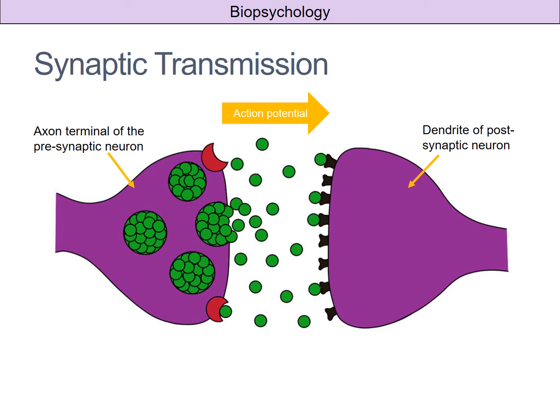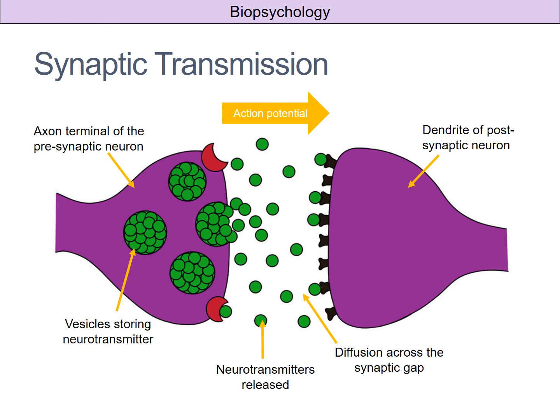Now, when the action potential reaches the terminal of the presynaptic neuron, one thing it can't do is jump across the gap. So there's got to be another way for that signal to get from the axon of one neuron to the dendrite of the other neuron. Within the axon terminals, we've got these vesicles, and they store what we term neurotransmitters. Neurotransmitters are chemicals. They are only found within the central nervous system. And when the electrical signal reaches the axon terminal, those neurotransmitters are released. So the electrical signal stimulates the vesicles to release those neurotransmitters into the synapse.